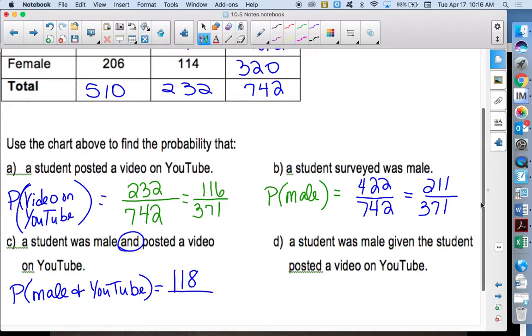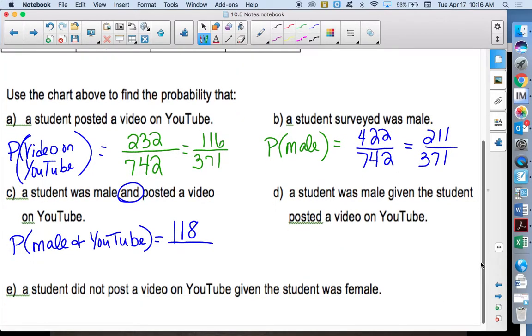What's the total? Ethan? Somebody? I think it was 742. 742. So there's no condition because the word given isn't in there. We just want to know out of the people surveyed who was a male and posted a video. So 118 out of 742. Ethan, do you know what it reduces to?